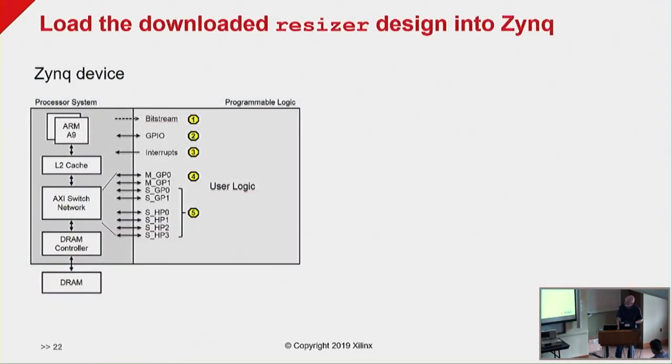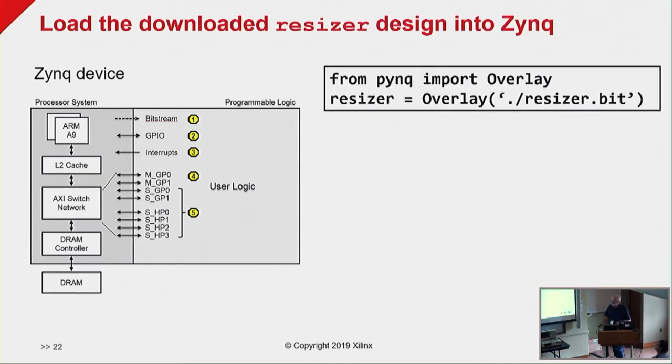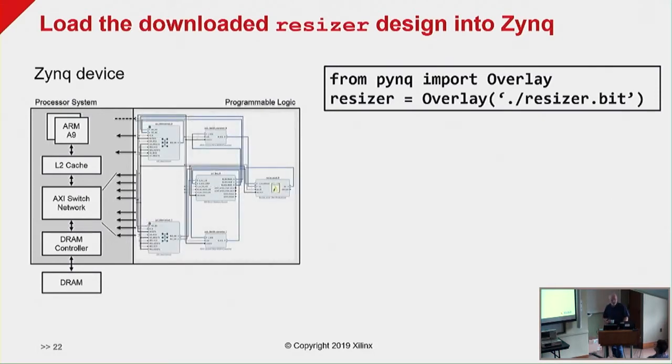What happens when you do that? You download it to your board, and we'll say this is a Zynq device, so you have an ARM processor subsystem on the left, and then you have your FPGA on the right, and some interfaces between the two. Then we import our overlay class from our PYNQ library. We instantiate an object of type overlay, parameterized with the bitstream that we've just downloaded from GitHub. And effectively that loads the device, and it also loads the software stack that's with it.